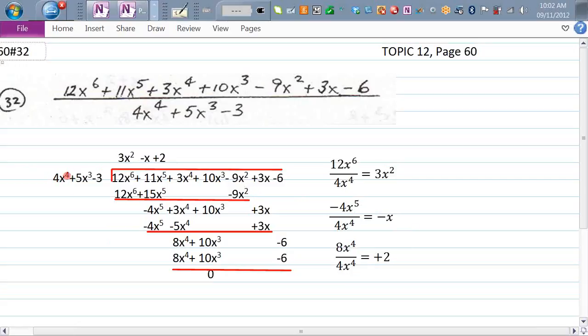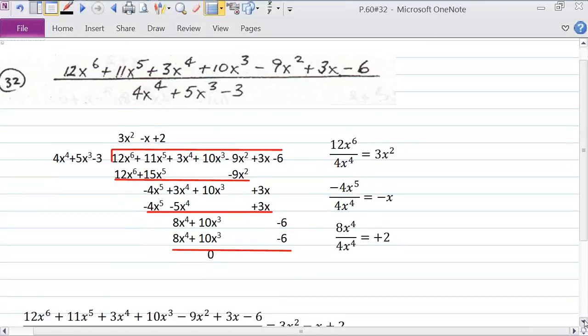2 times 4x to the 4th is 8x to the 4th. Plus 2 times plus 5x cubed gives us plus 10x cubed. And plus 2 times minus 3 gives us minus 6. So lo and behold, when we subtract this minus this, I get 0. This minus this, I get 0. And minus 6 minus minus 6 also gives me 0, so there's a 0 remainder.